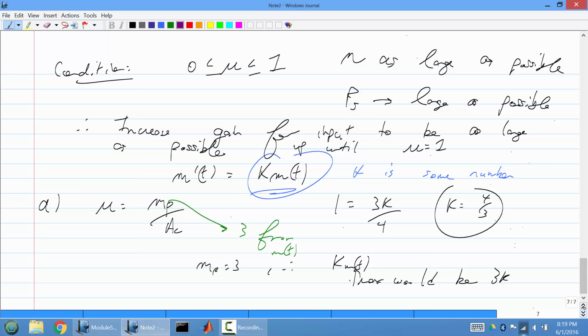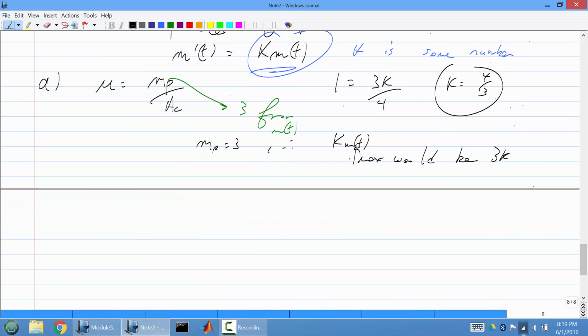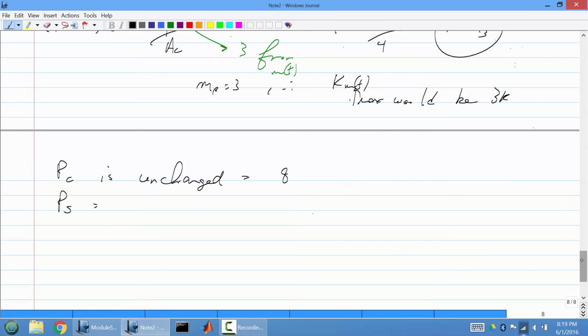And then what we're going to do now is figure out what the efficiency is. Well, remember, you're not changing the carrier, so the power of the carrier is going to be exactly the same. So the power of the carrier is unchanged. We don't change the amplitude of the carrier. So this is simply equal to 8. All right? But the power of the sidebands, it's going to be equal to what? So if you remember what the original power was, right?